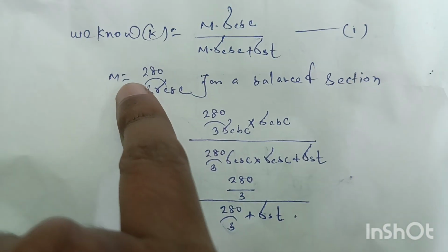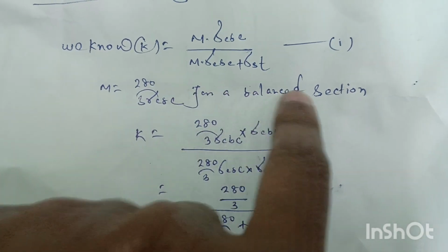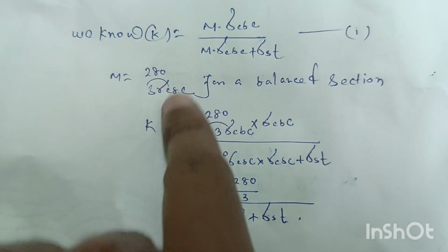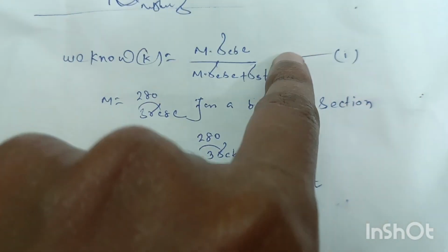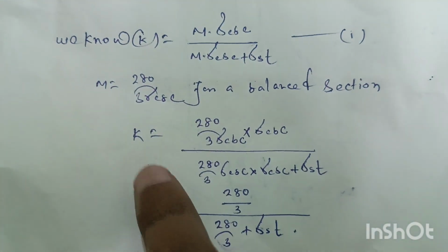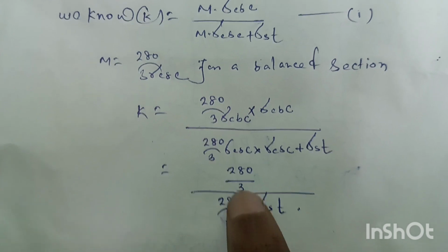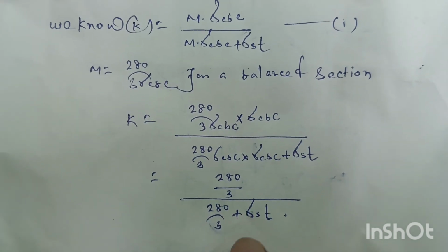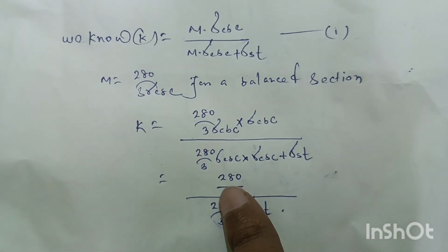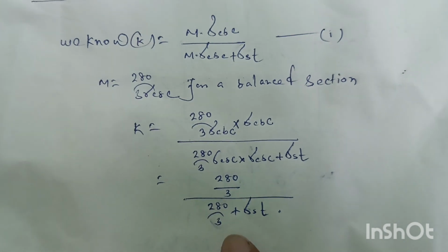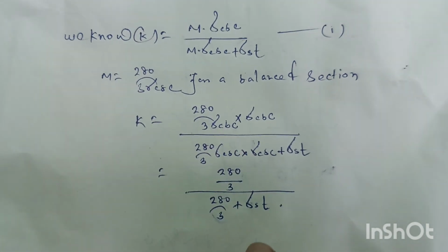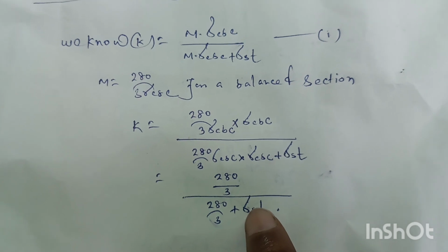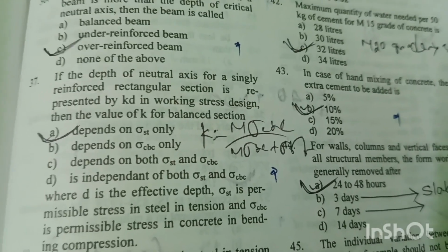And we also know that m equal to 280 by 3 sigma CBC for a balanced section. So if we put the value of m equal to 280 by 3 sigma CBC into equation number 1, we will get k equal to 280 by 3 divided by 280 by 3 plus sigma ST. So from this equation we can say the value of k does not depend on sigma CBC but only depends on sigma ST. Option A is right answer.